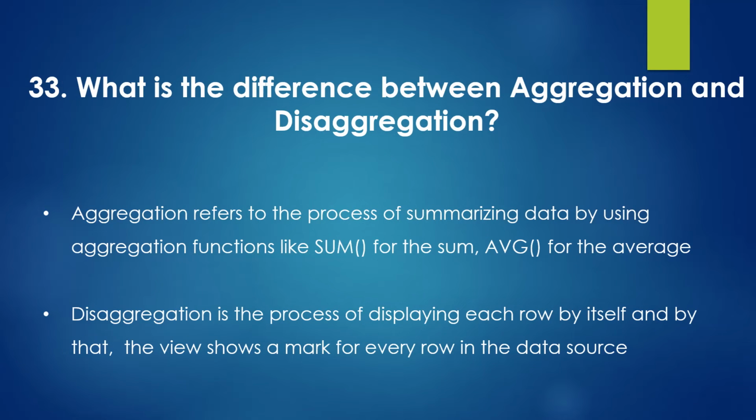What is the difference between aggregation and disaggregation? So aggregation refers to the process of summarizing data by using aggregation functions, like the sum, the average, etc. Whereas disaggregation is the process of displaying each row by itself, and by that, the view shows a mark for every row in the data source.